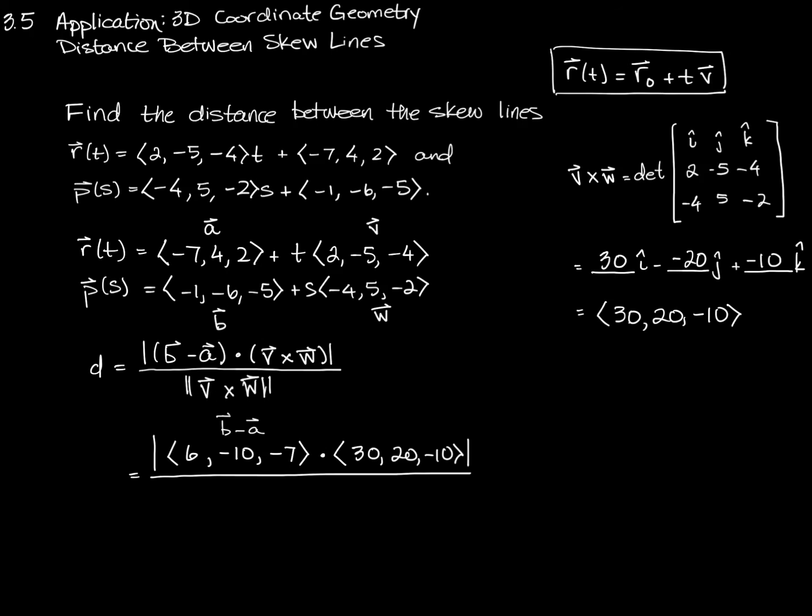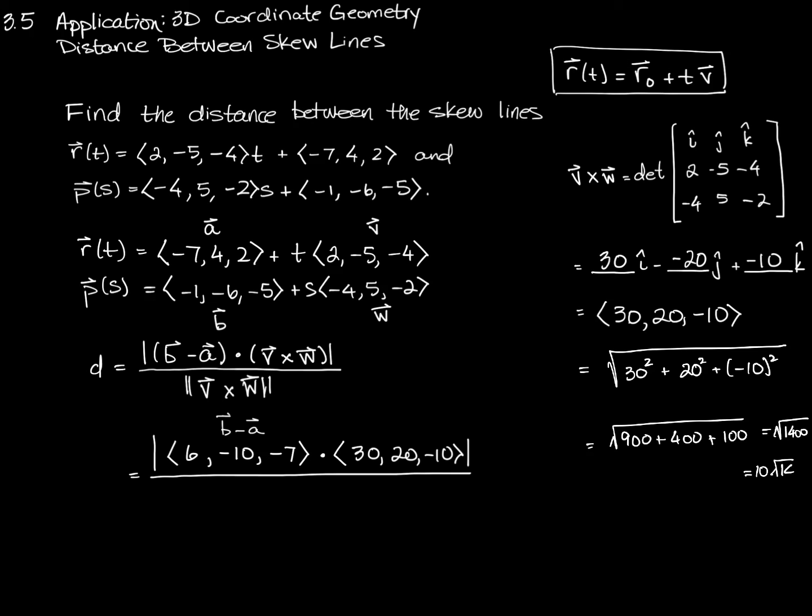Well, V cross W is what I just found, right? V cross W is equal to this vector right here. So the magnitude of V cross W should be pretty easy to find. We'll have 30 squared plus 20 squared plus negative 10 squared, and that is the square root of 900 plus 400 plus 100, which is the square root of 1400, which simplifies to 10 root 14. So that's the magnitude of the cross product there, 10 root 14.